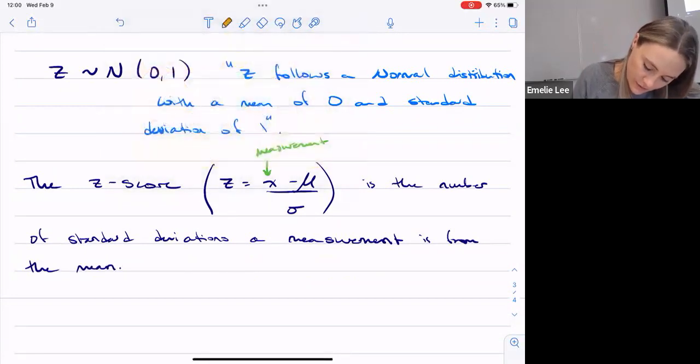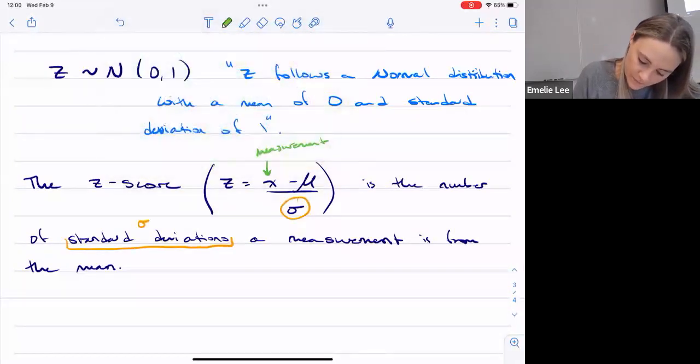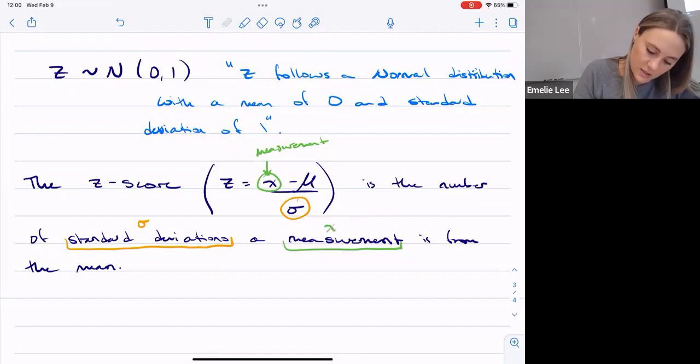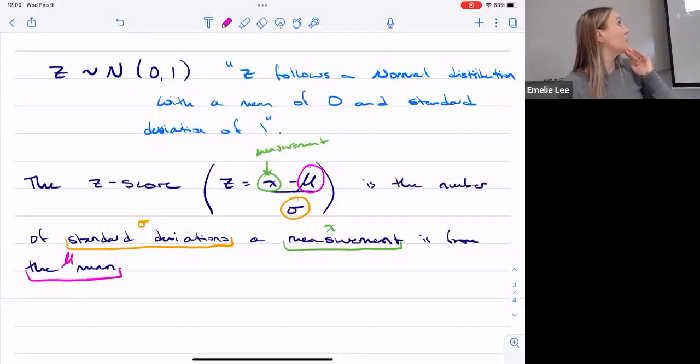And here, so the number of standard deviations, which is sigma, and then the measurement, how far X is from the mean, mu. Just to kind of link those up. But that's going to be really important to remember that the Z score is how many standard deviations away from the mean are we? Okay.